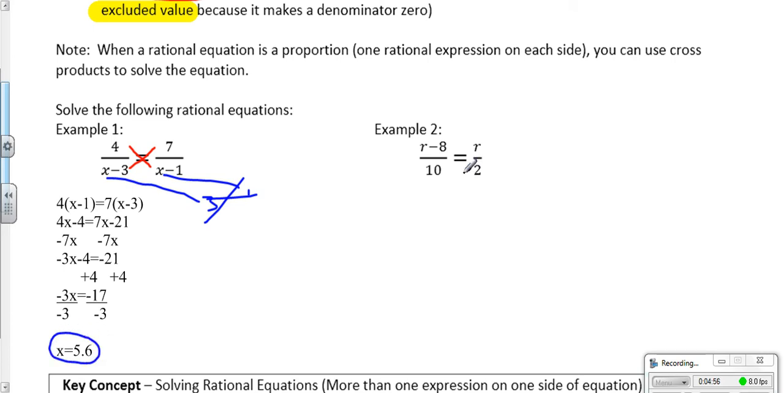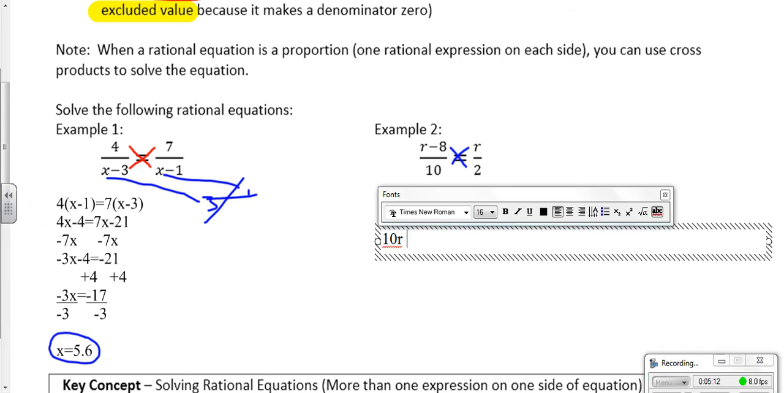The next one, I'm going to do this one two different ways. So work with me on this one. I'm going to follow the same pattern here. I'm going to cross multiply. We have one fraction equal to one fraction. If I cross multiply, I'll get 10r equals 2 times r minus 8.